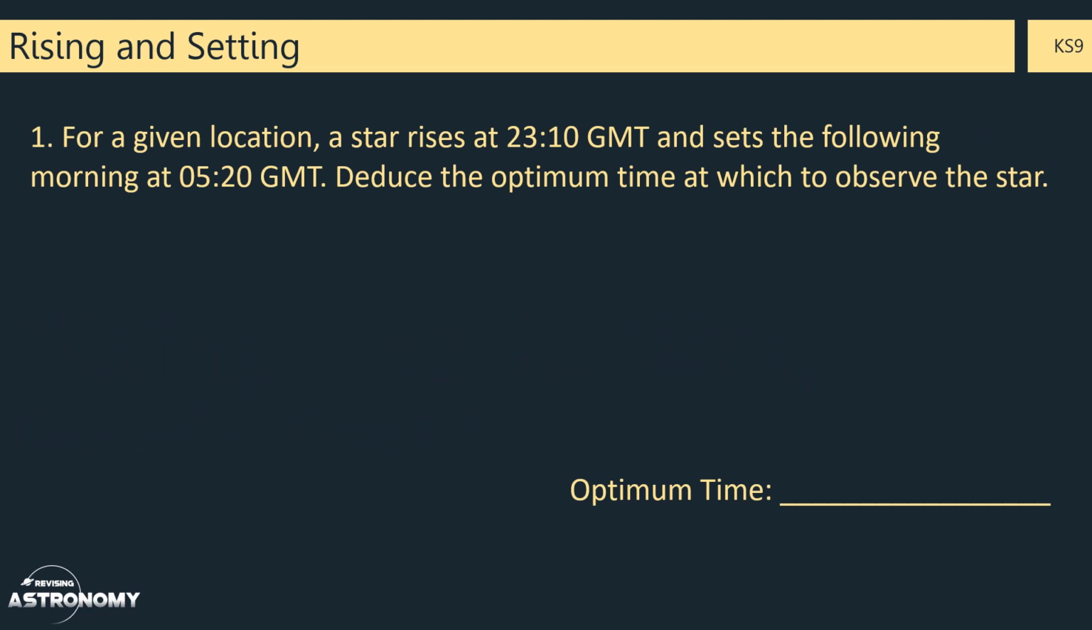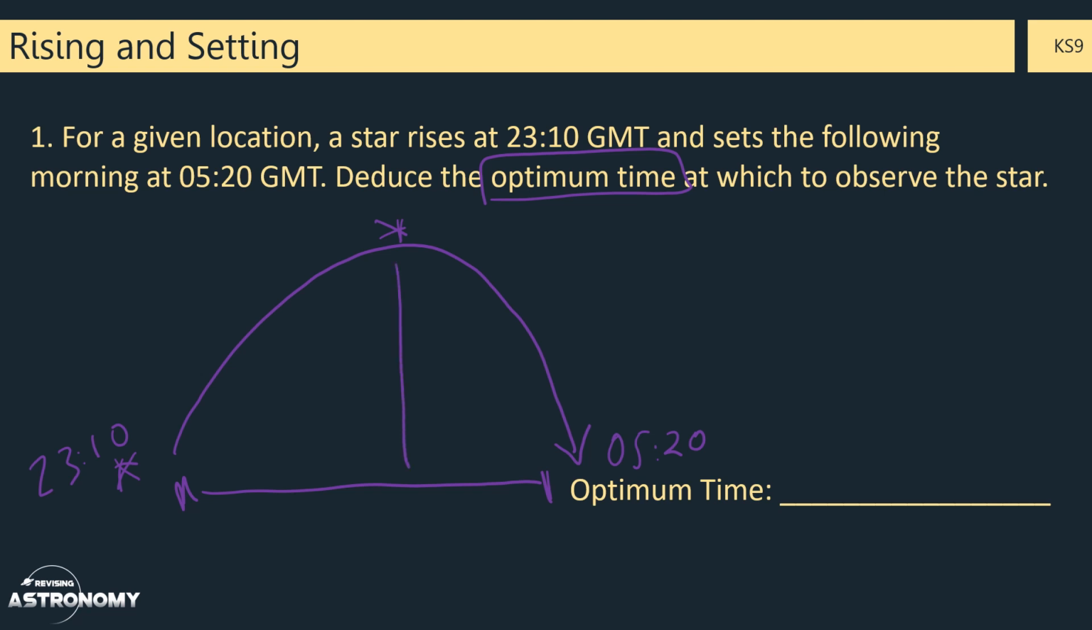In these questions, we're going to look at the optimal time for observing a star, given the rising and setting information. So in question 1, we know that at a given location, a star will rise at 23:10 GMT. It will then move through the sky and set the following morning at 5:20. Now the optimum time at which to observe a star is at its highest point, when it culminates, which you can see here would be exactly halfway between these two times.